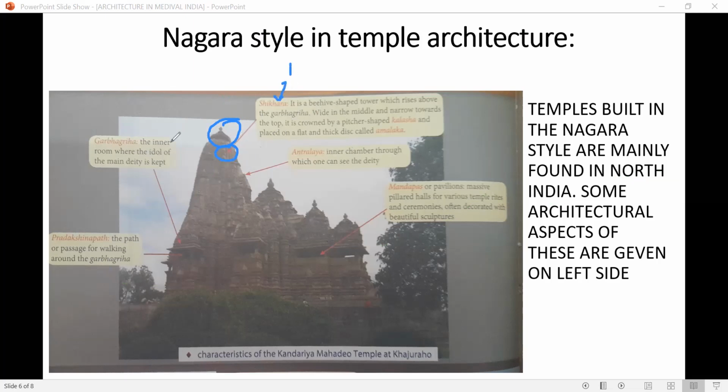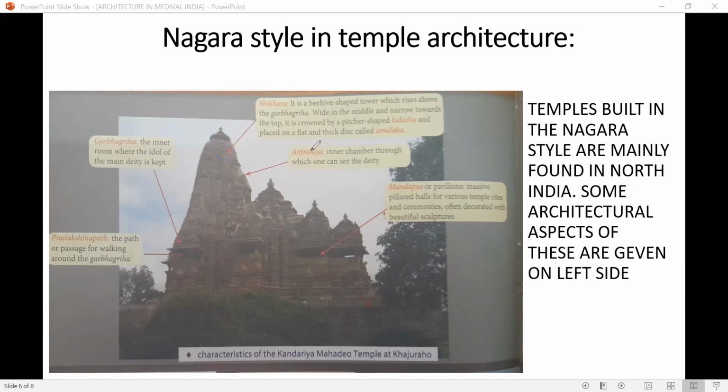Second is the Garbhagriha, which is over here, and then we have the third, Antralaya, and then we have the Mandapas, also known as pavilions, and also we have the Pradakshina Path. We'll discuss them briefly, step by step. So let's discuss them.